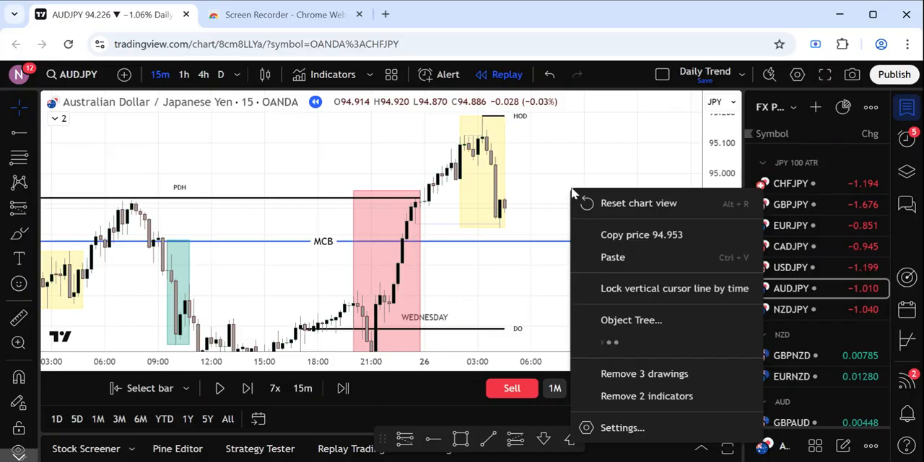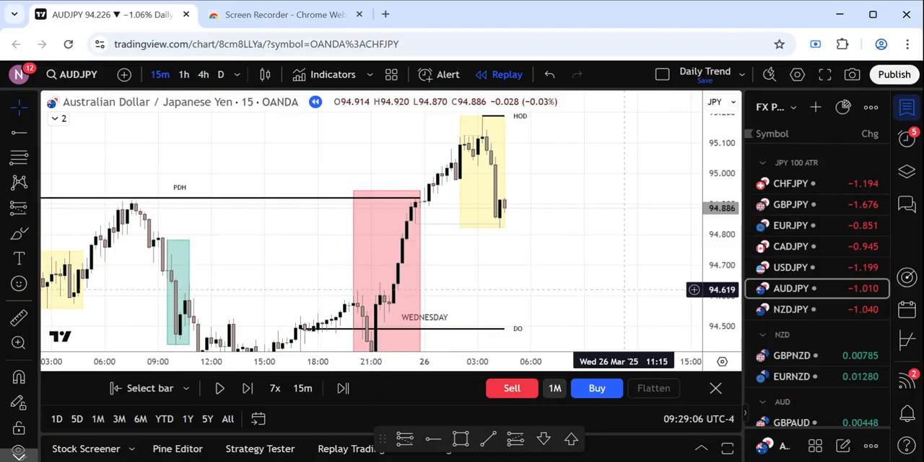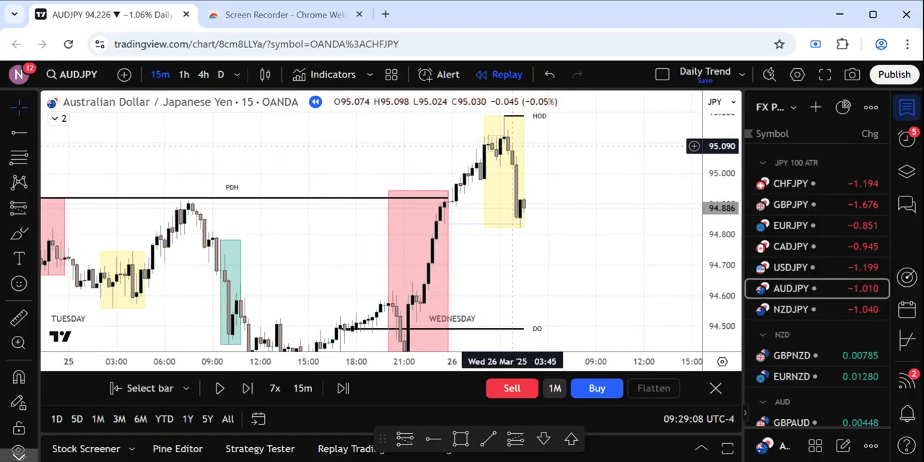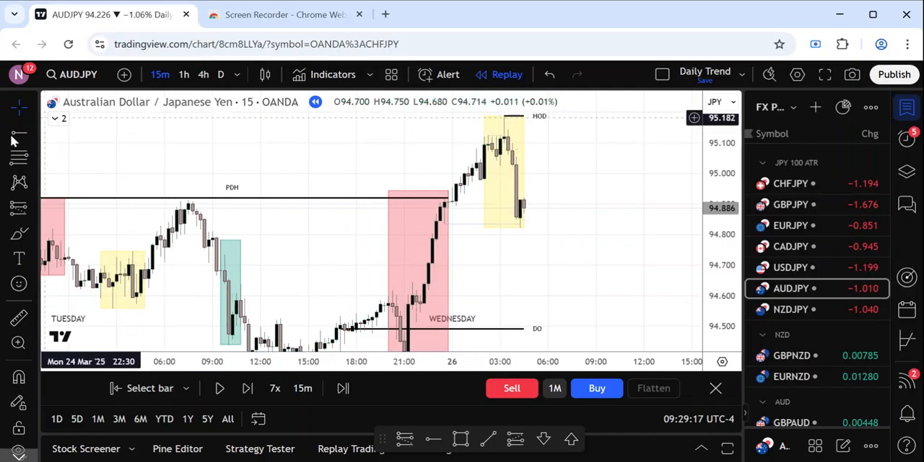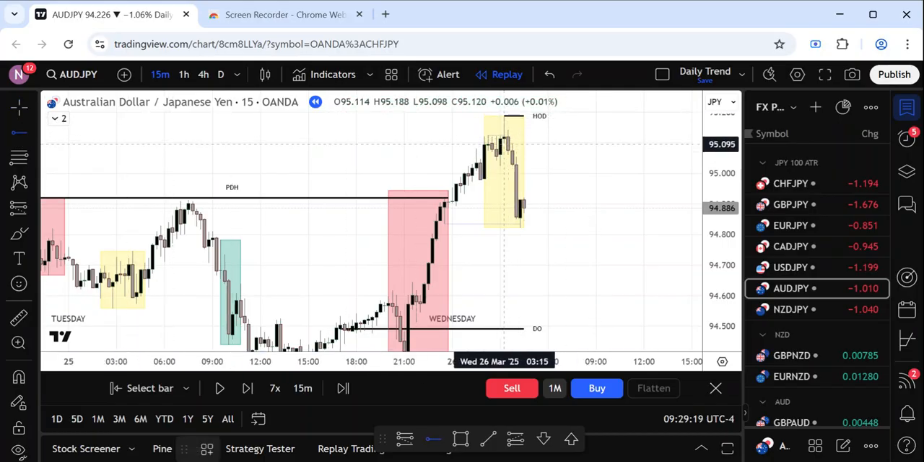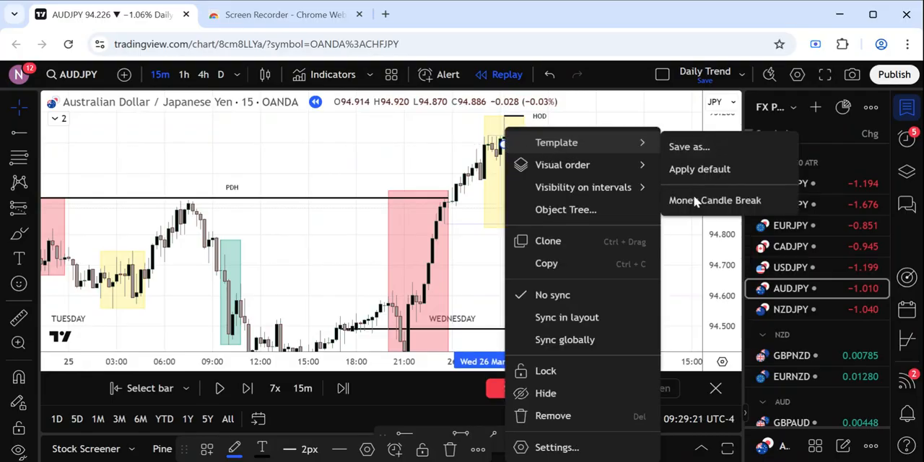Let me get rid of this prior money candle break. All right, so where is our price? Remember our steps. Where is price? Is it above the prior day high? Yes, it is during London. All right, where's our money candle? Where's our high of day? It's right here. And then we just wait for a break below the money candle, which is right here.